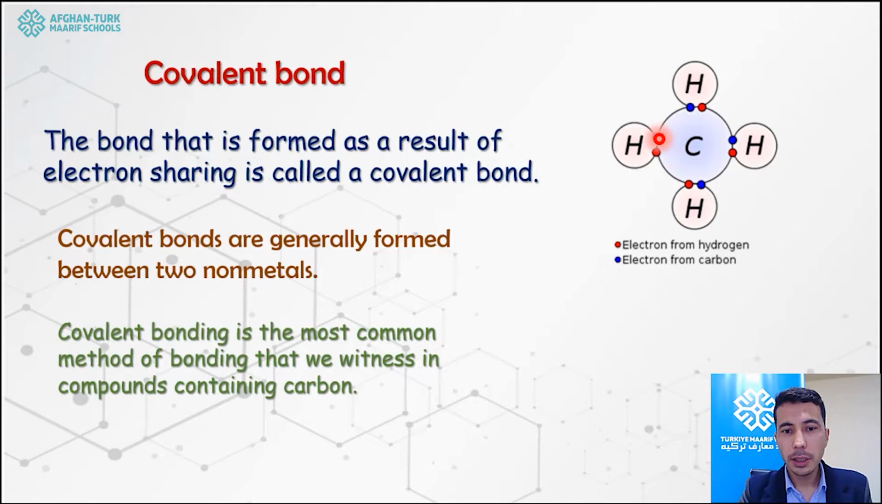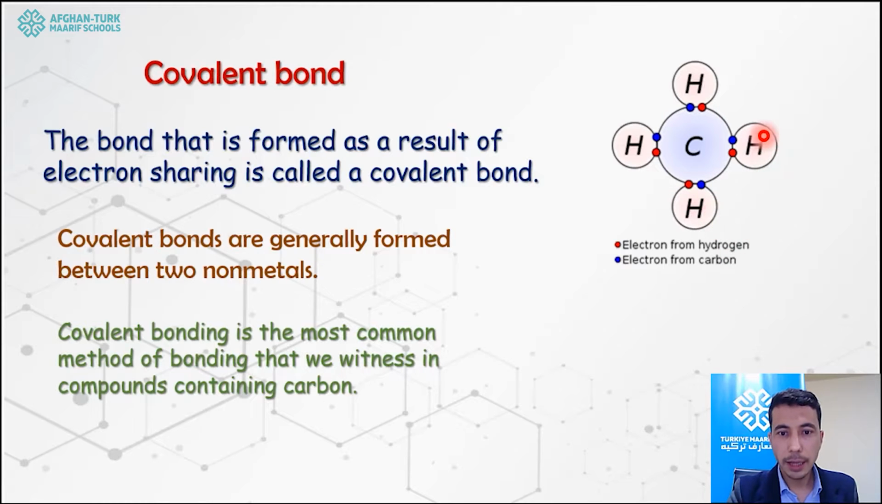For example, the blue electrons belong to carbon and the red ones belong to hydrogen. You can see that all of them have shared electrons and they have completed their octet. For example, carbon had 4 electrons and it is sharing 4 electrons of hydrogen as well. Now it has completed its octet. There are 8 electrons around the carbon.